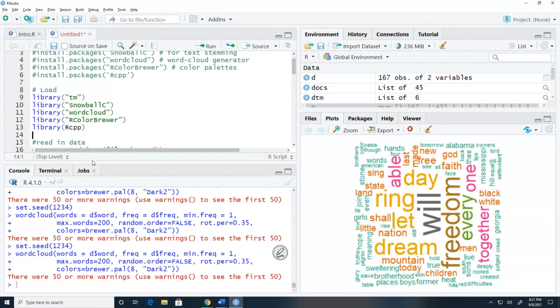So the load is just one and done as well? Yeah, so that little block, every time you open R, you'll have to reopen the library. But since they're already installed, you don't have to reinstall them.